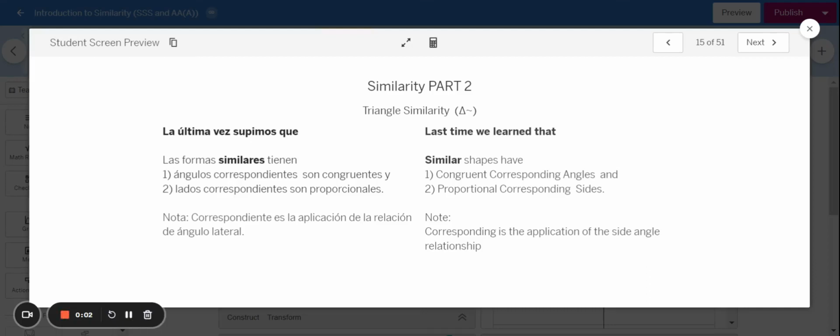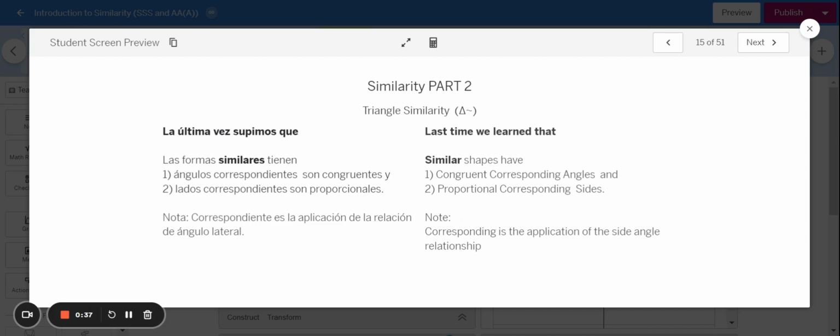Hello. So today we're going on to Similarity Part 2, which is about triangle similarity. Here we have the symbols for it. Triangle is the first one, and then this little tilde means similarity. Last time we were looking at general similarity, which means that the shapes will have congruent corresponding angles, so all the angles are the same, and proportional corresponding sides, which means that every side has the same scale factor. We have consistent scale factors from one shape to the image.